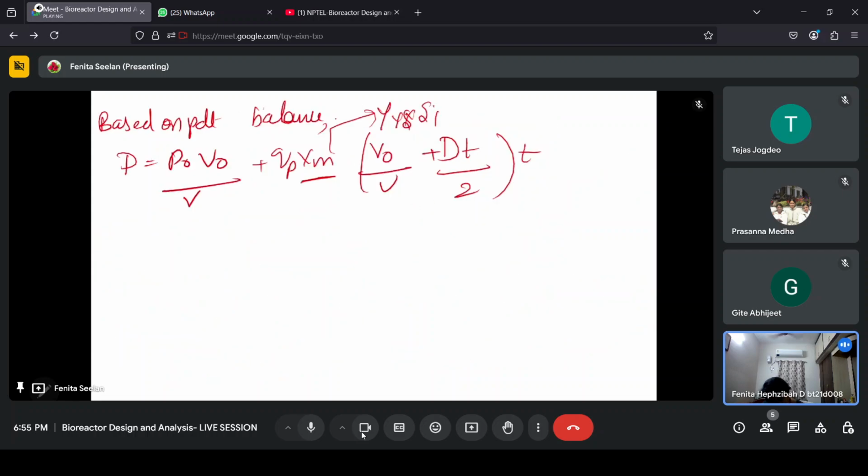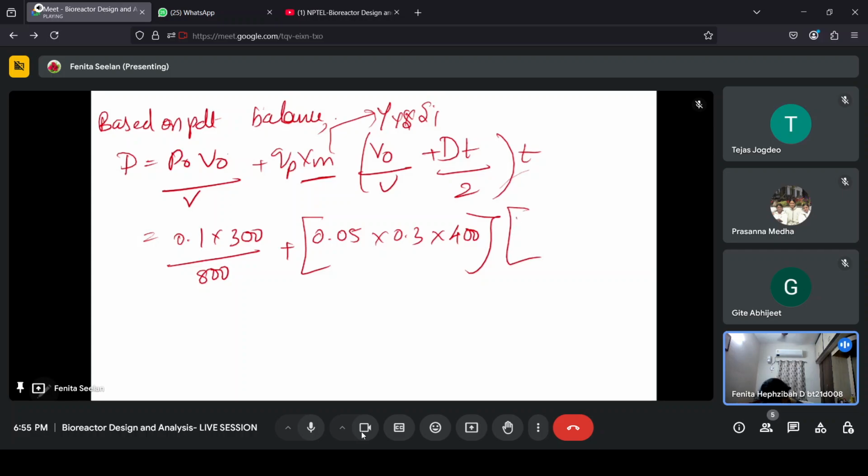So let's substitute everything else. 0.1 into 300 liters. This is the initial volume, okay? And this is the volume after fed batch. So this we can write as QP 0.05 into yield 0.3, and volume after the feed is 400, and V naught is 300 by 800 plus D. D is 0.125 into time 5 hours divided by 2 into 5. So solve this, we'll get the answer for P.